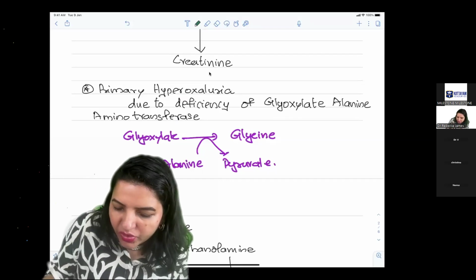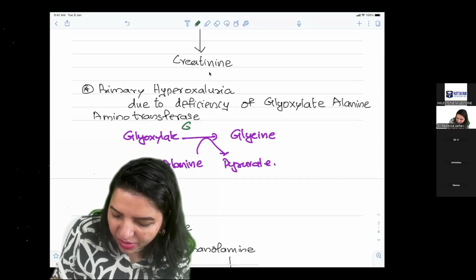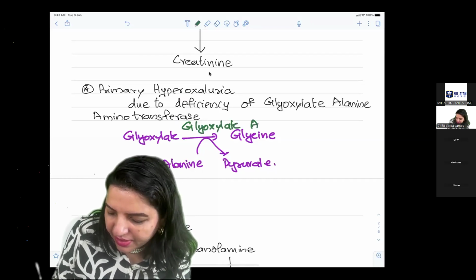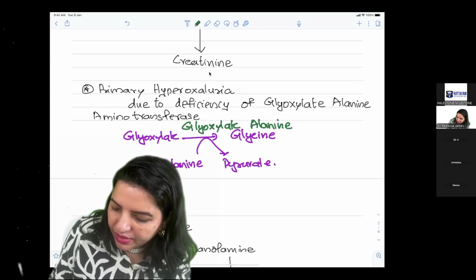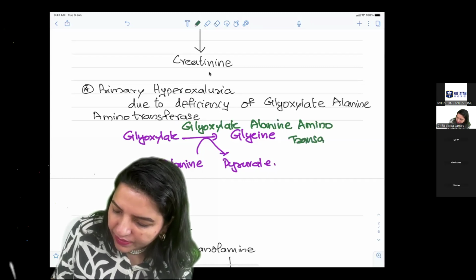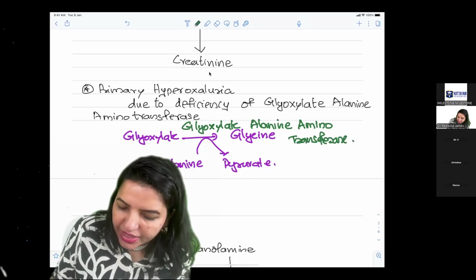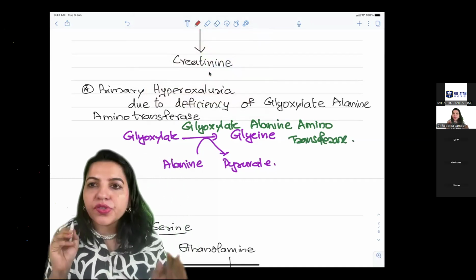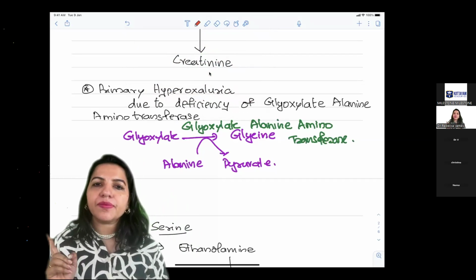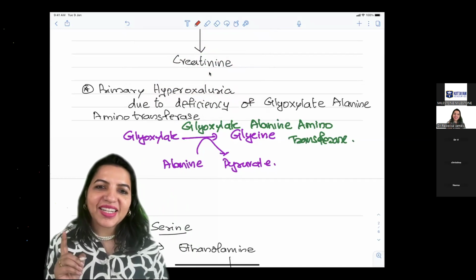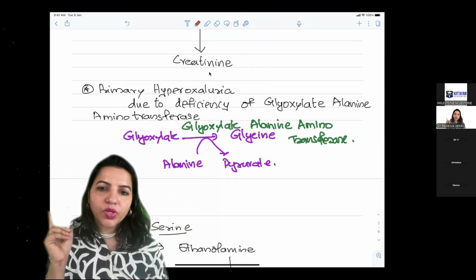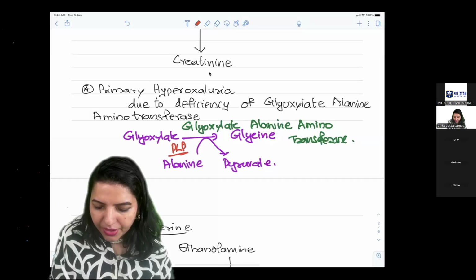So this enzyme is called glyoxylate alanine aminotransferase. If this is glyoxylate alanine aminotransferase, now you have to tell me what is the vitamin required here? Yes, PLP. So this requires PLP.